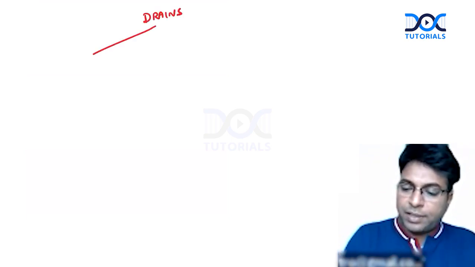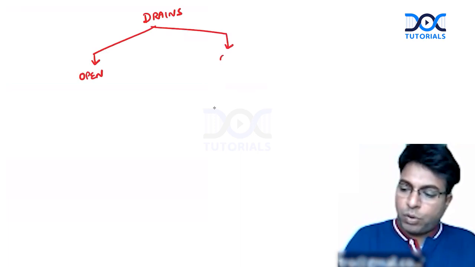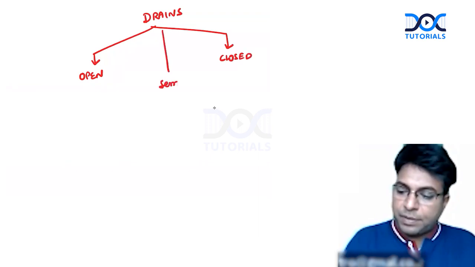So this is a closed suction drain. You should know what the types of drains are. This question is directly taken from Bailey and Love. So there are three types of drain: open drain, closed drain, and semi-closed drain.